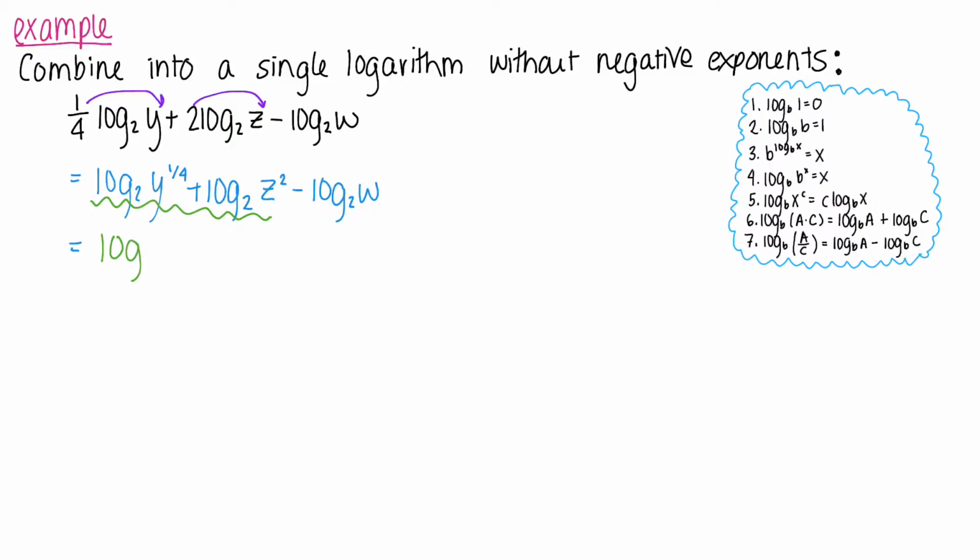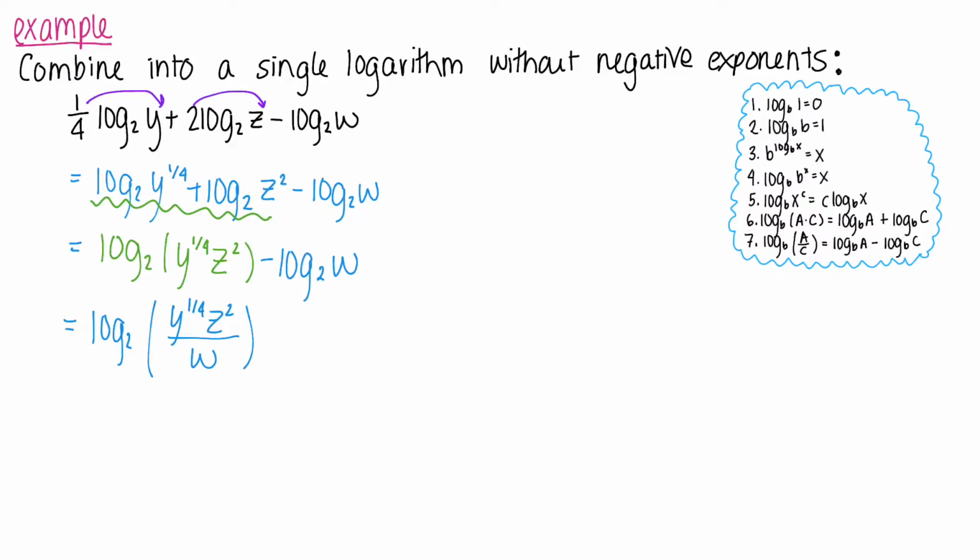So log base 2, we're going to multiply those together. So y to the 1/4 times z squared, minus log base 2 of w. We're now looking at the situation of subtraction on the outside. So subtraction on the outside turns to division on the inside. So log base 2, y to the 1/4 times z squared, all over w. And that's done.